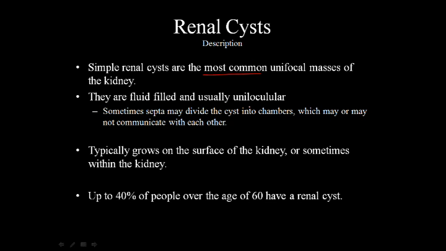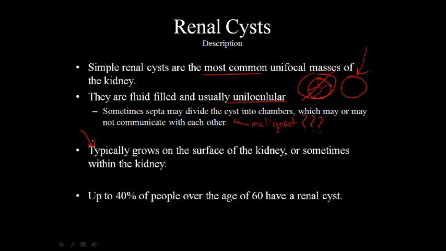They are fluid-filled and usually unilocular, meaning that they pretty much don't have septations. So if you have this type versus this, you definitely want to see this, not this. That's not something that you want to see. Sometimes septa may divide the cyst into chambers, which may or may not communicate with each other, and then this is what you have to worry about: is it malignant or not? They typically grow on the surface of the kidney or sometimes within the kidney.